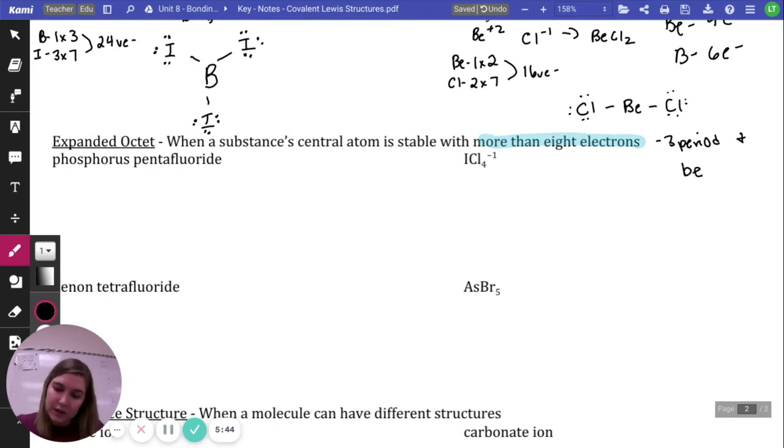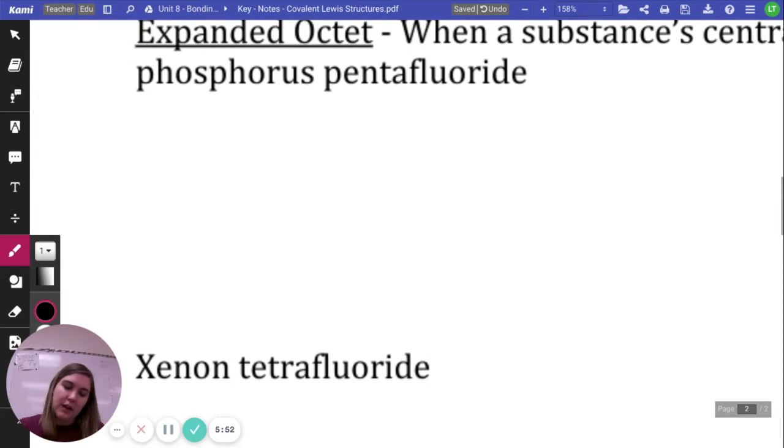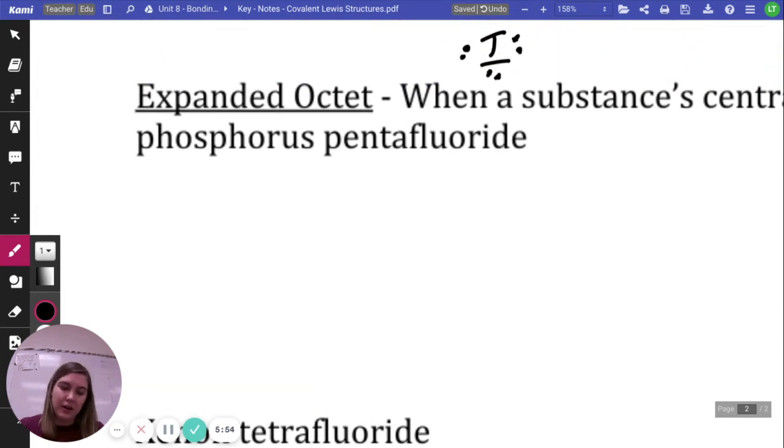So this only happens in the 3rd period and below. All right, let's jump in and let's see what this looks like. So right here we have phosphorus pentafluoride. So I have phosphorus, P, and then pentafluoride, F5.